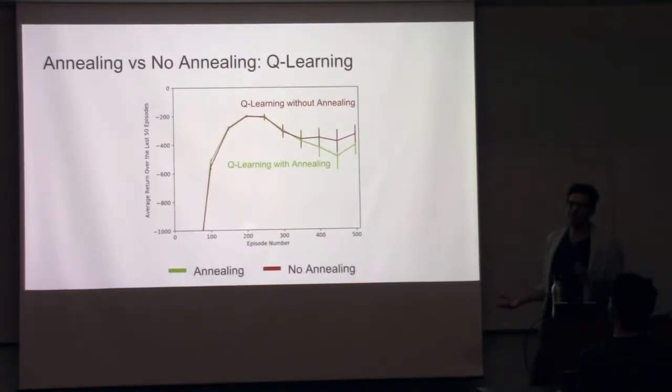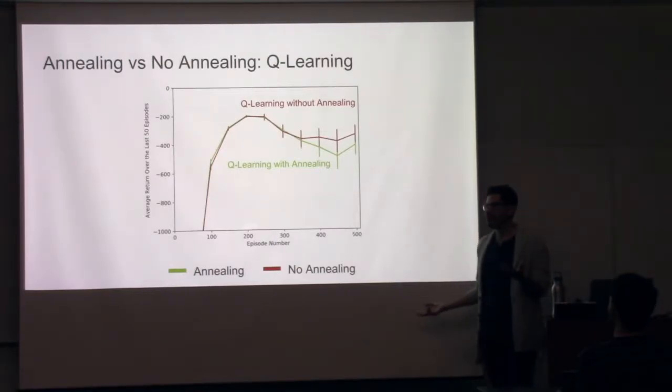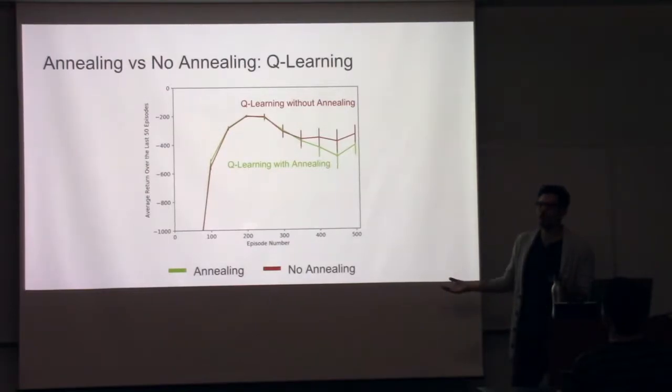Now, this might be just because the mountain car environment is not a super complicated environment. We don't actually need to do a lot of exploration. There are only 3 actions that we can explore. So that's why I think annealing epsilon might not be doing that well.